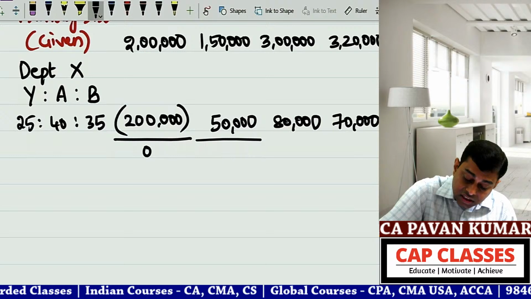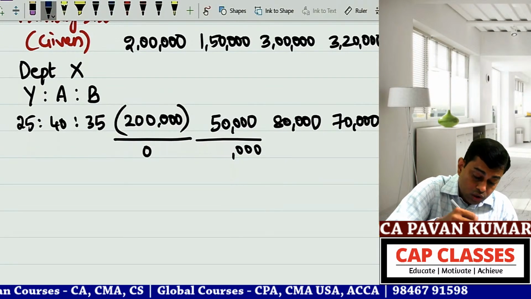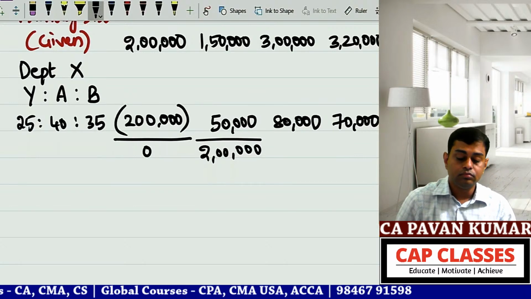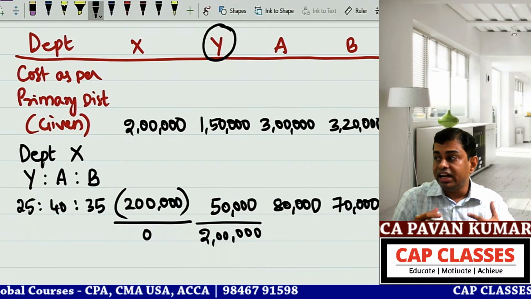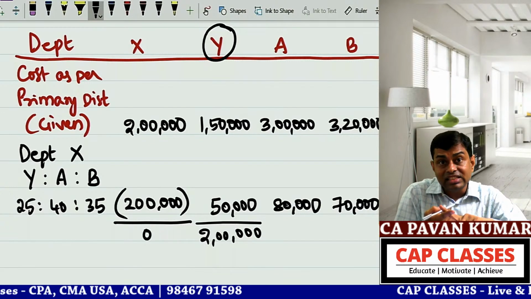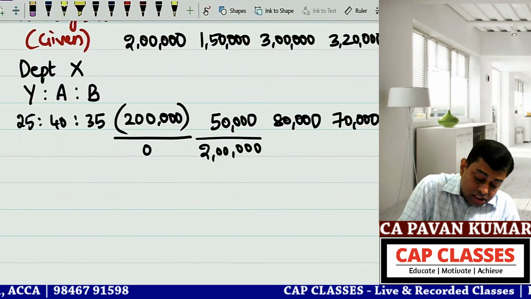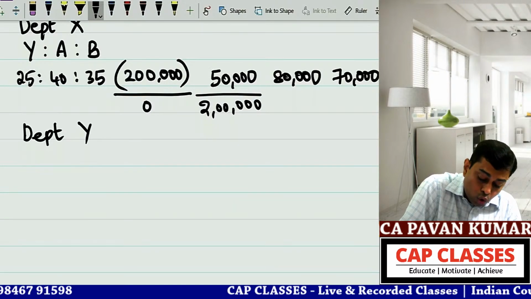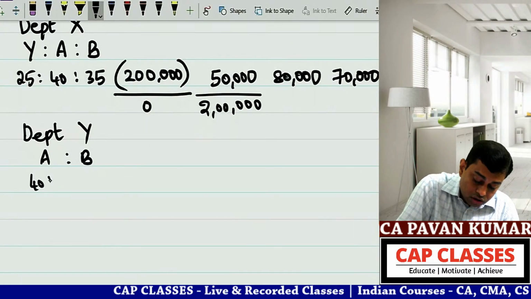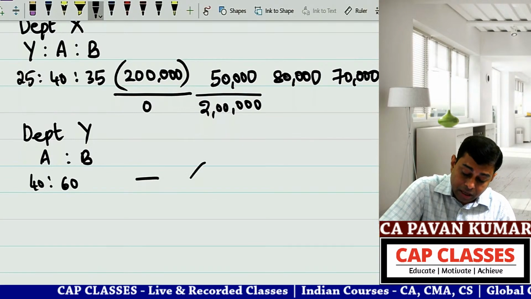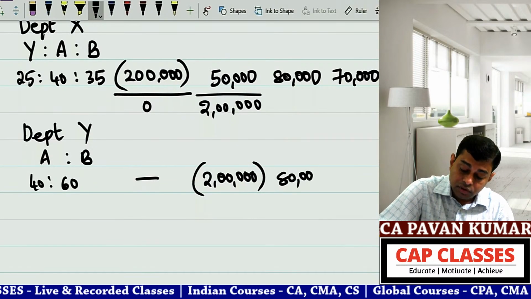This is 0. Now department Y: its own cost 1,50,000 plus its share of department X cost 50,000, so the total is 2 lakhs. Now I need to distribute department Y cost only to A and B, because Y is not rendering any service to X. The ratio is 40 is to 60. So 40 means 80,000, and 60 means 1,20,000.